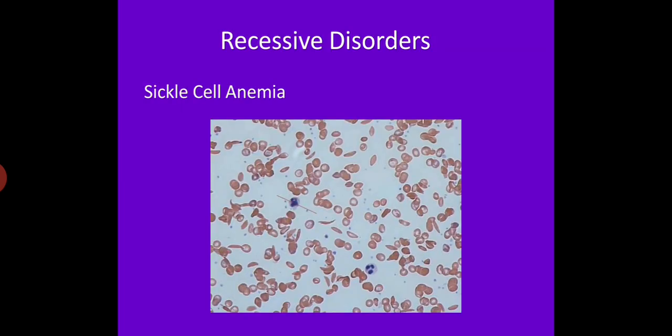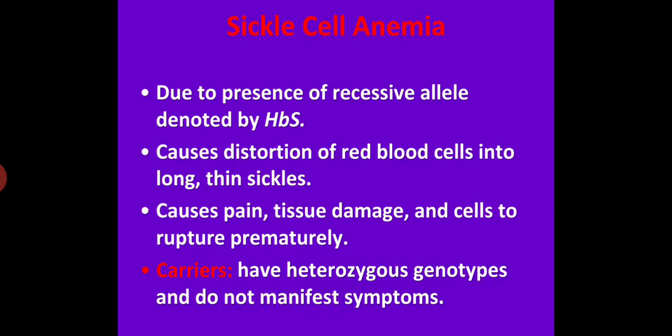Autosomal recessive disorder. Example, sickle cell anemia, due to the presence of a recessive allele denoted by HbS. It causes distortion of red blood cells into long, thick sickles. It causes pain and tissue damage, and the cells rupture prematurely. The heterozygotes are carriers and do not manifest the symptoms. Only the homozygous recessives are diseased.